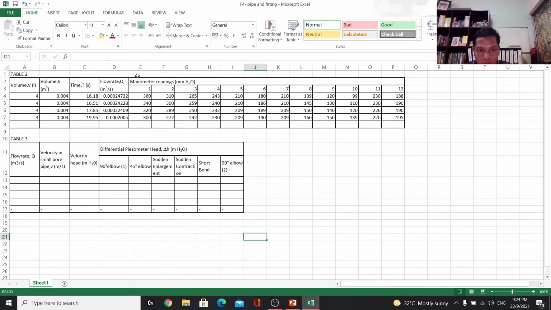The reason we divide by 1000 is that this is in millimeters, so we have to change it to meters. So here we go. The flow rate is actually the same as this one, so we just equal B4 over C4.